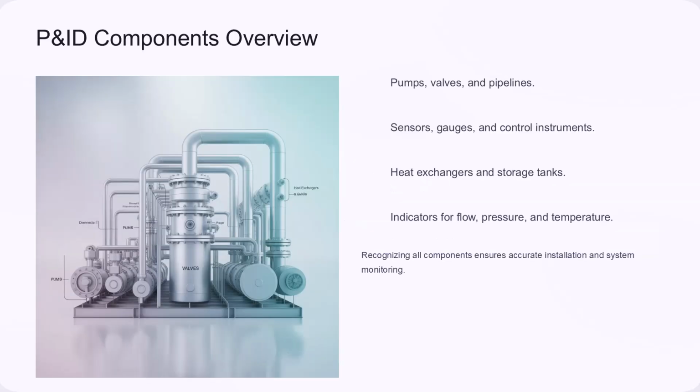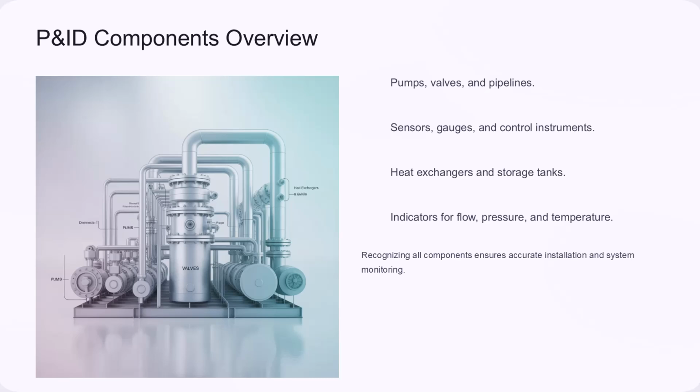P&ID Components Overview. Let's now look at the key components in a piping and instrumentation diagram. These include pumps that move water or fuel through the system. Valves are shown to regulate flow and provide isolation when needed. Pipelines indicate how fluids are routed. Instruments such as sensors, gauges, and meters provide monitoring and control.